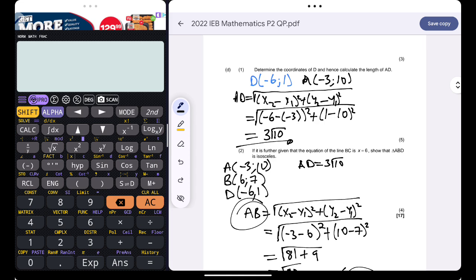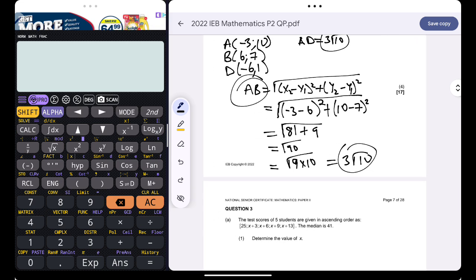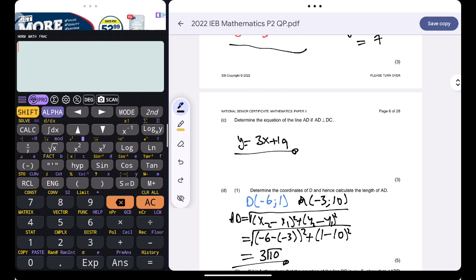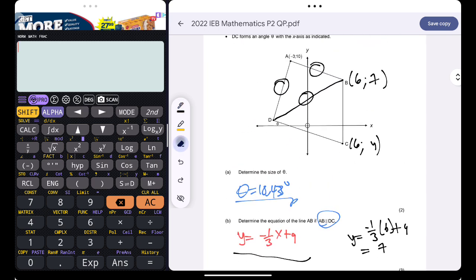Remember that in the previous question I calculated AD to be the same as 3 root 10. So now I can conclude that the triangle is isosceles. Why? Because AD is equal to AB. I've just shown that this side is equal to this side. So I can simply conclude that the triangle is isosceles.